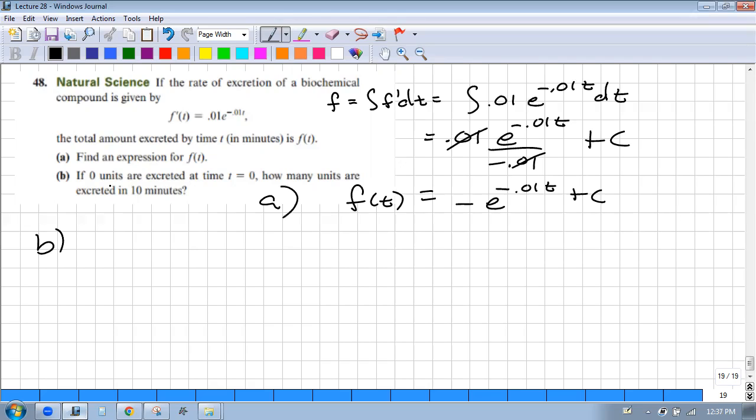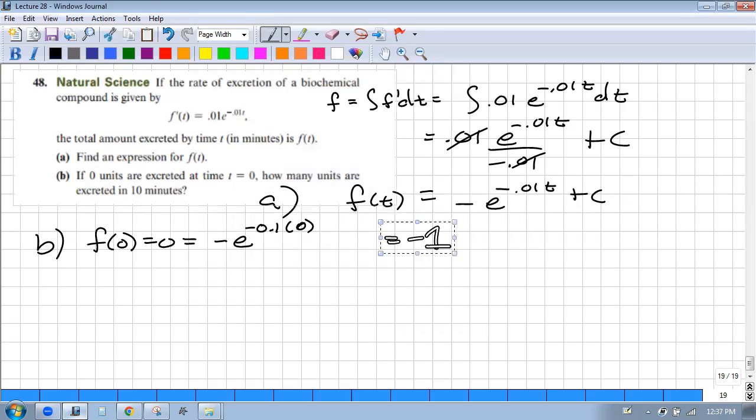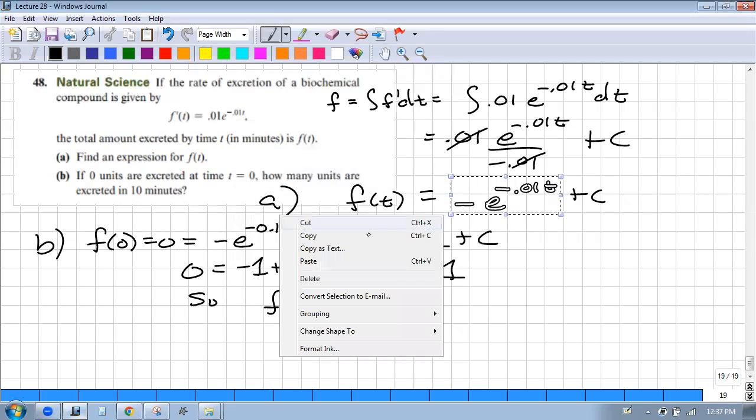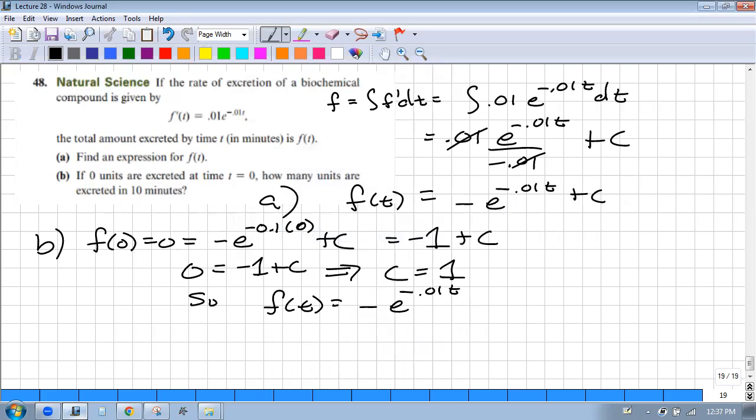Now part B: if 0 units are excreted at time 0, how many units are excreted in 10 minutes? So they're saying at time 0 we get 0, but f of 0 would be negative e to the minus 0.01 times 0, which is negative 1. Oh, I forgot my plus a constant. So this is just minus 1 plus a constant. So if 0 is minus 1 plus a constant, then the constant has to be 1. So f of t equals this plus 1.